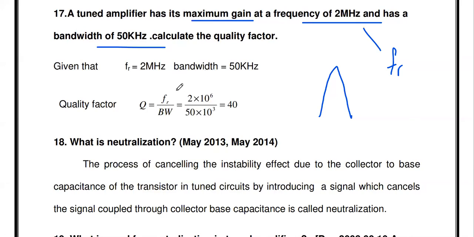The resonant frequency is given, bandwidth is given. What is the relation between resonant frequency, bandwidth and quality factor? Q equal to FR by bandwidth. So 2 mega, which is 2 into 10 to the power 6, divided by bandwidth 50 kilo, which is 50 into 10 to the power 3. So the answer is 40. So the quality factor equals 40.